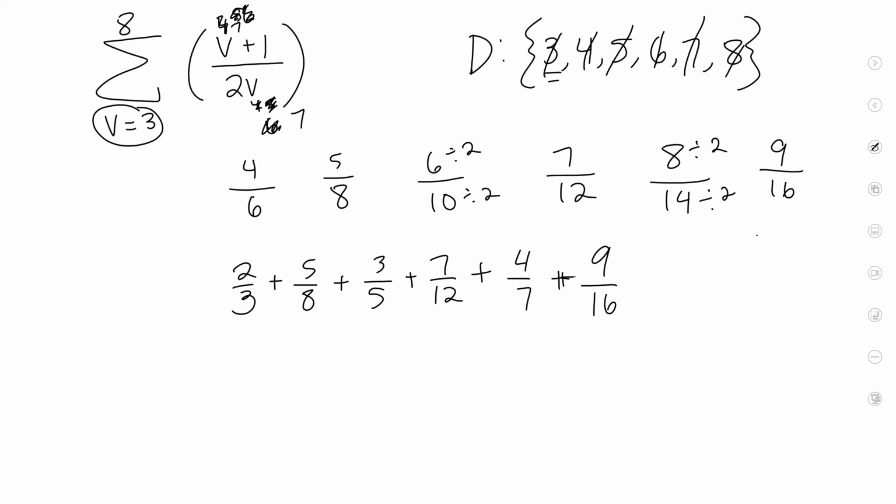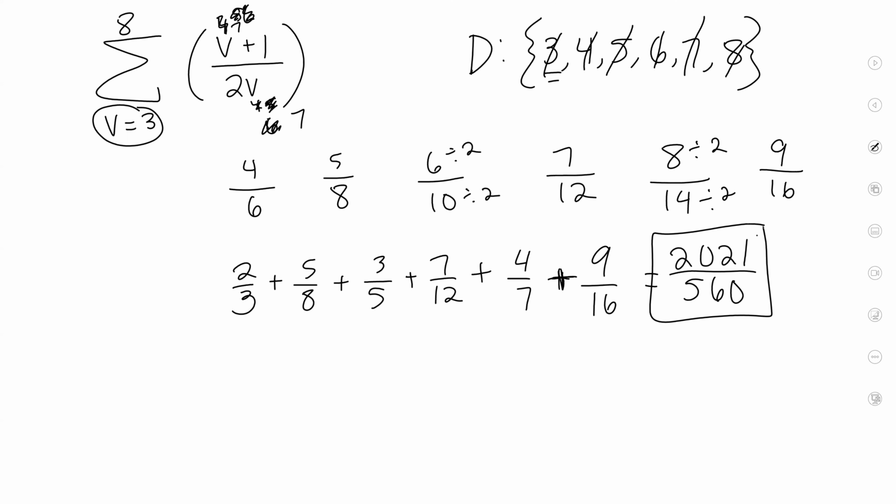So guys, go ahead, use your calculator to add up all of these fractions so we can figure out the partial sum. So you got 2,021 over 560. Perfect. That is how you do a summation.